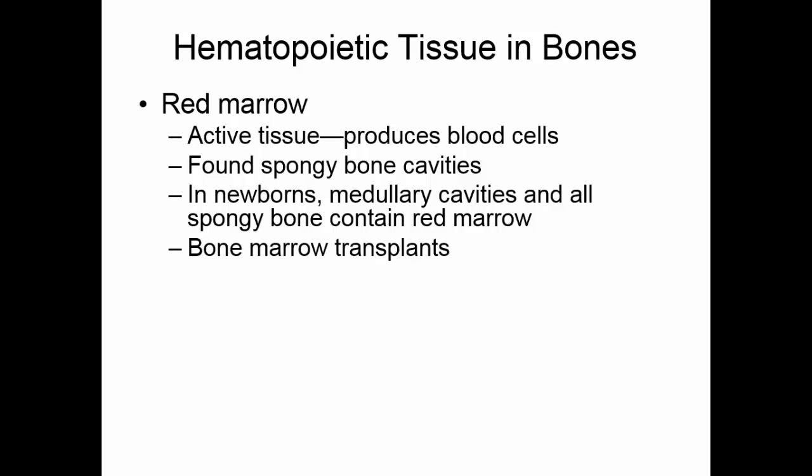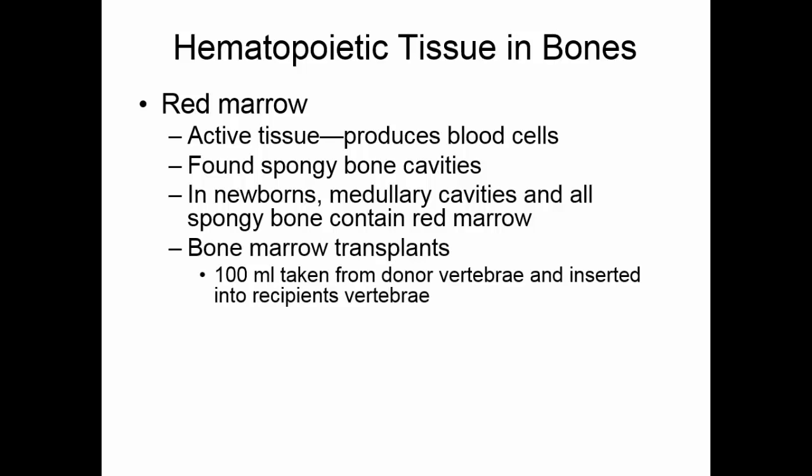Bone marrow can be transplanted, and when you do a bone marrow transplant, they take about 100 milliliters of bone marrow from the donor, and they use the vertebra. You'll remember that this is a spongy bone center with a compact bone shell, and the vertebra retain red marrow throughout life. This marrow is then inserted into the recipient's vertebra. You have to go down and hit pretty much every vertebra to do this.